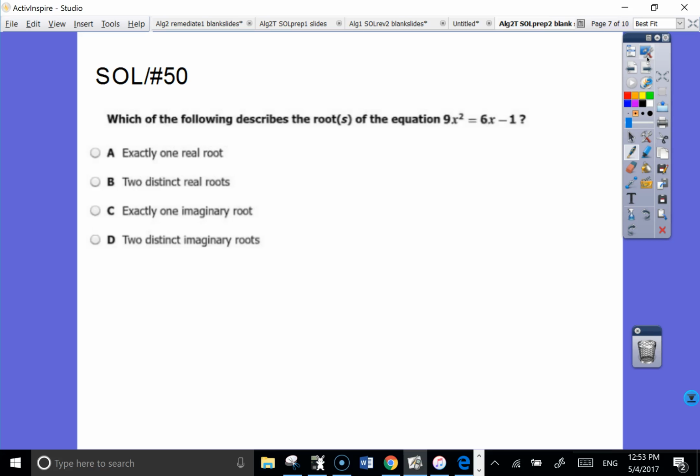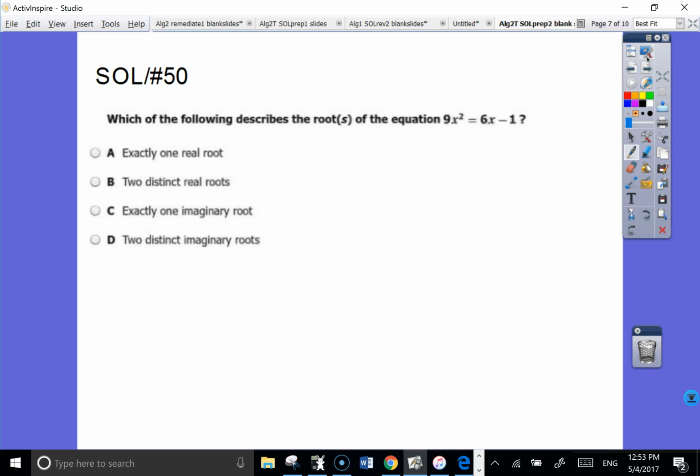Number 50 is a quadratic equation. They're using the word roots again, so again, we just think of that as x-intercepts, solutions, zeros, all those things. They're not asking you for the solutions. They want you to describe the solutions. This gets back to something we did at the end of using the quadratic formula. It's using the discriminant, which is only part of the quadratic formula, to determine the number and type of solutions.